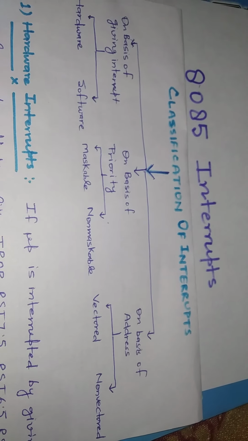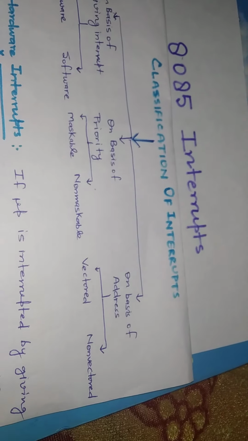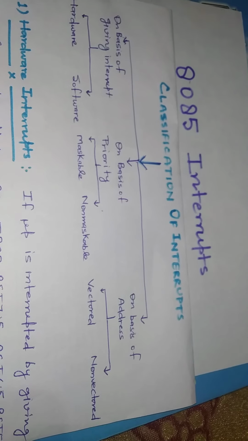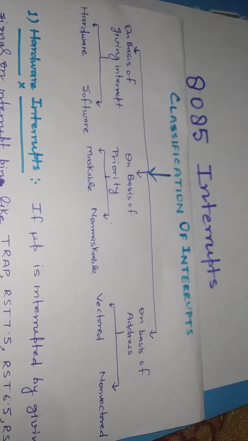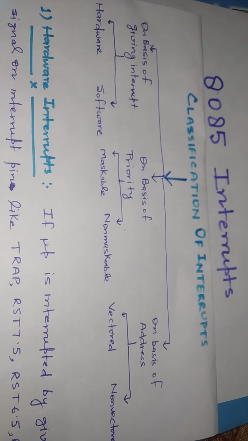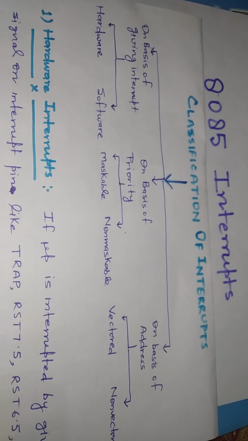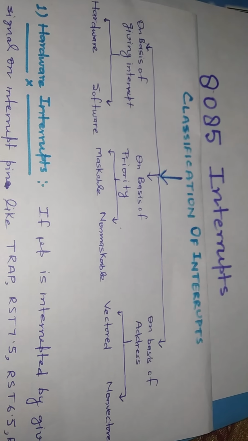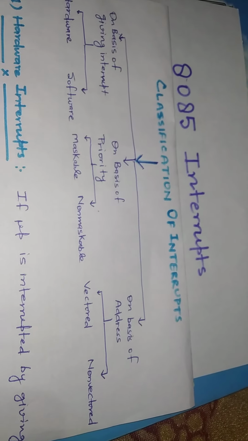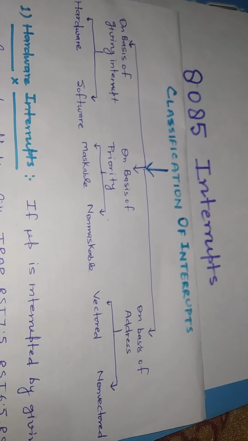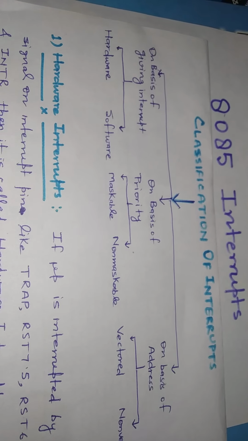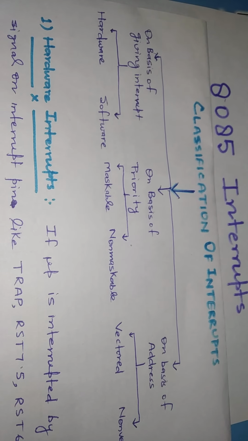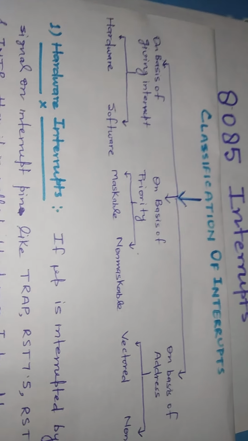Third basis of classification is on the basis of address given along with the interrupt. Some interrupts have the address of the subroutine along with the interrupt signal. These interrupts are called vectored interrupts. But some interrupts don't have the address of the subroutine where the program control is to be shifted. These interrupts are known as non-vectored interrupts. Okay, so these are the three criteria on the basis of which interrupts can be classified into different types.